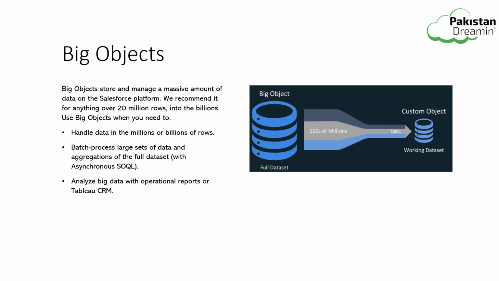Big objects are not automatically visible in the UI, but we have some other options. They can be exposed in a Lightning component or Visualforce page using Apex, SOQL, and primary keys. Typically, a smaller subset of data and aggregations is queried using asynchronous SOQL and stored in a custom object. This will allow the subset to be displayed anywhere in the UI. Another option is to connect the entire dataset to Tableau CRM, which offers great reporting tools.